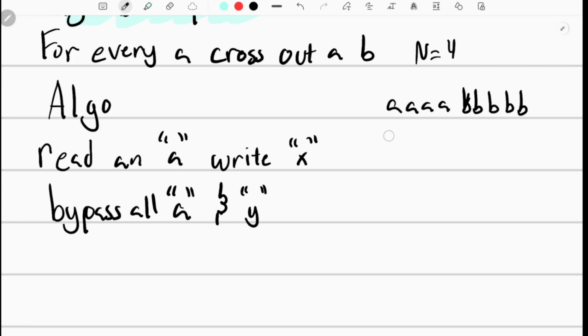It might be easier if I write it up here. X and Y. So now we're sitting on an X. We want to bypass all the A's. We're going to get a Y on our way there. We want to pass that Y as well until we get to this B.